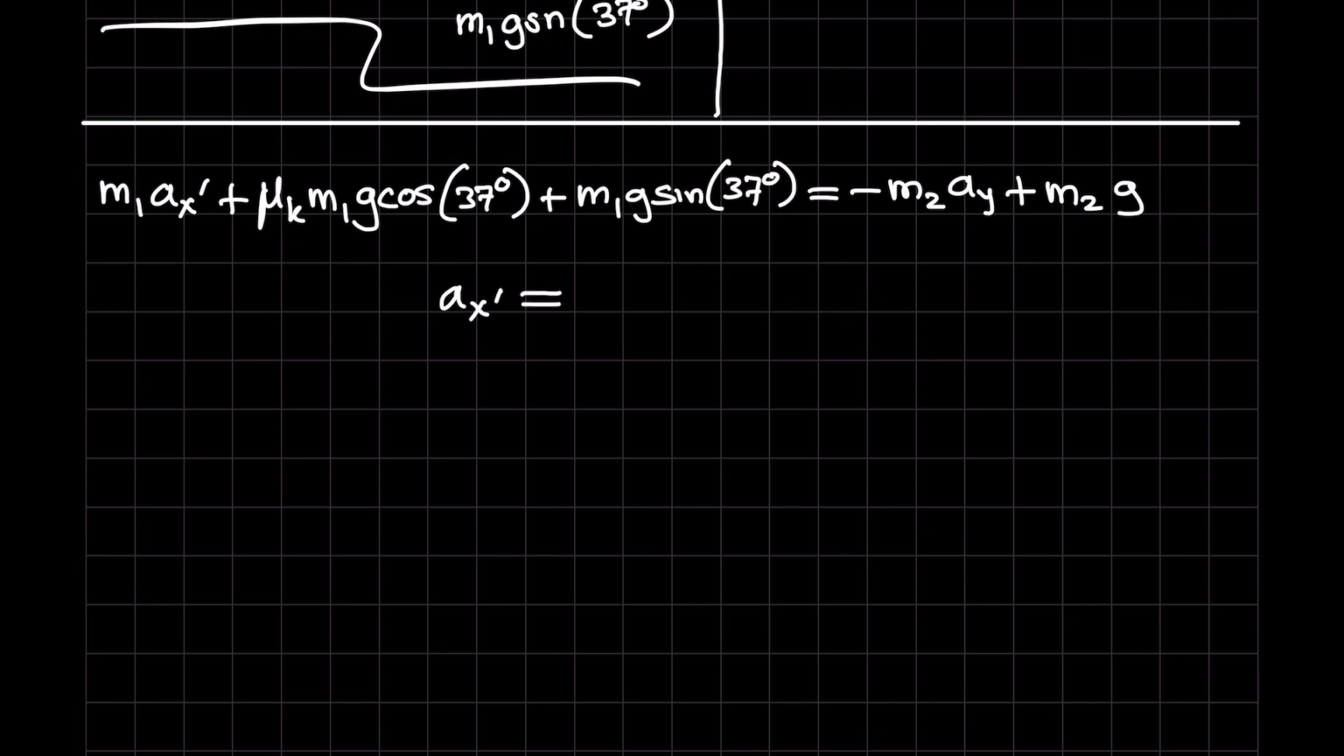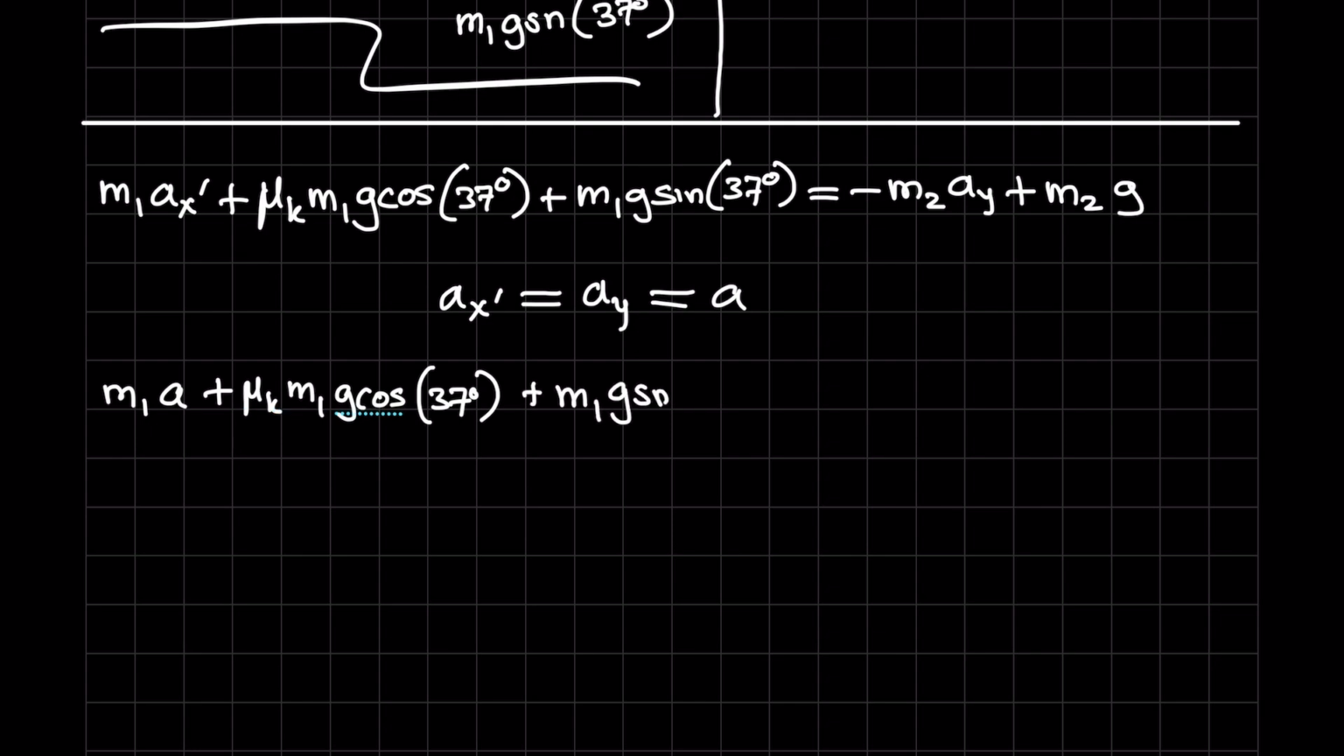So assuming that it doesn't happen, what we can say is that the acceleration in the x prime direction of block 1 has to equal the acceleration of block 2 along the y direction. Right? These are magnitudes, so we're not really looking at the direction here. The magnitude should be the same, and if that's the case, we can just call all of these just a. So that simplifies our equation, m1 times a now, plus mu k m1 g cosine of 37 degrees plus m1 g sine of 37 degrees is equal to minus m2 a plus m2 g.